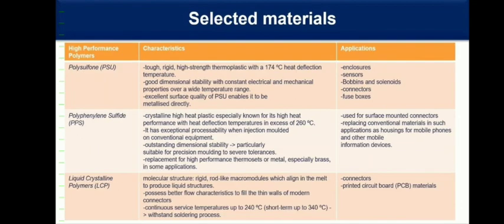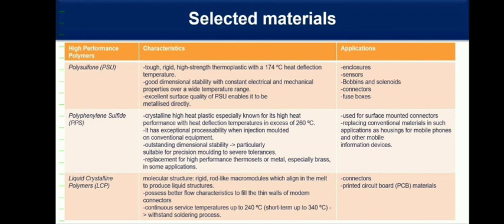Let's continue with the high performance polymers. To start with, polysulfone, an amorphous high performance polymer, which is tough, rigid, and has a high strength with a high heat deflection temperature. It has also a good dimensional stability with constant electrical and mechanical properties over a wide temperature range. Then we have an excellent surface quality of polysulfone, which enables it to be metallized in a direct way. As applications, we have enclosures, sensors, bobbins, solenoids, connectors, and fuse boxes.